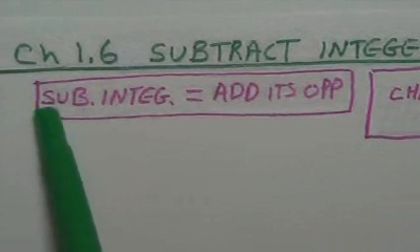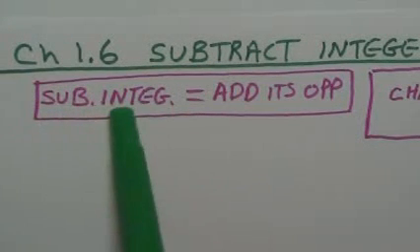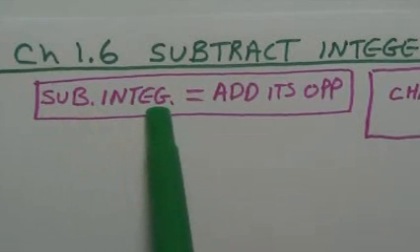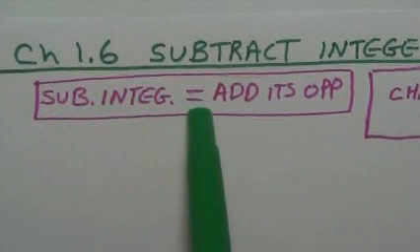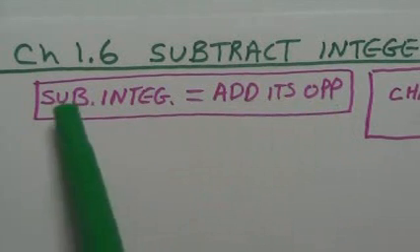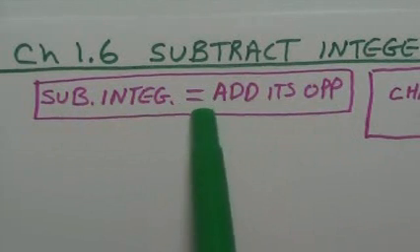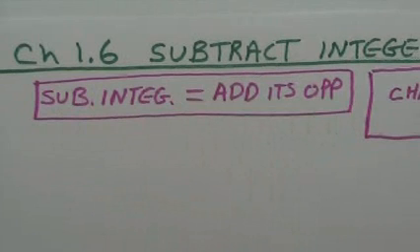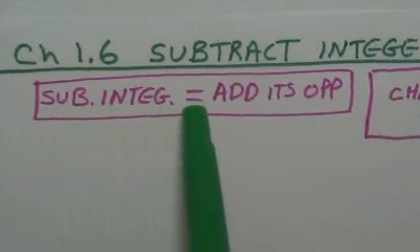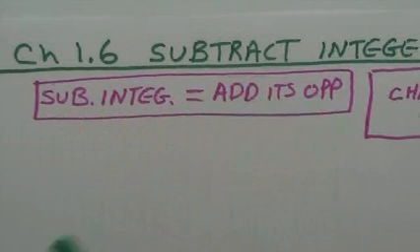This is the first rule, and I just abbreviated. You can abbreviate it as much as you want. Subtracting integers is the same thing as, or equals, adding its opposite. To subtract an integer, it's the same thing as adding its opposite. Subtracting an integer equals adding its opposite.